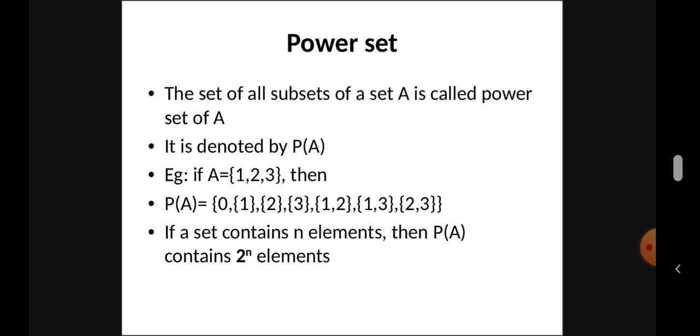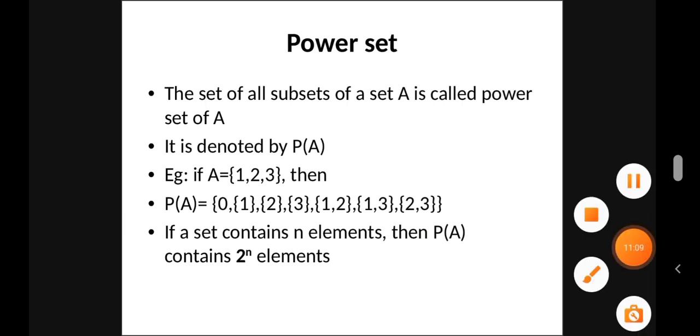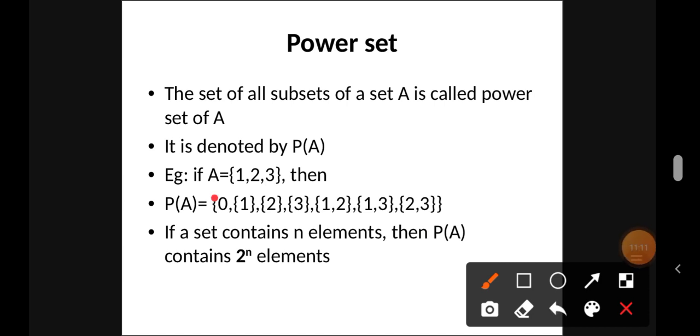Here we have been given an example: P of A, if A is equal to {1, 2, 3}, then we can have a null set. That is what we have written here: the empty set, then {1}, {2}, {3}, {1, 2}, {1, 3}, and {2, 3}. And all these are subsets of the set A. So it contains all the subsets of the set A. So we can say this is the power set.